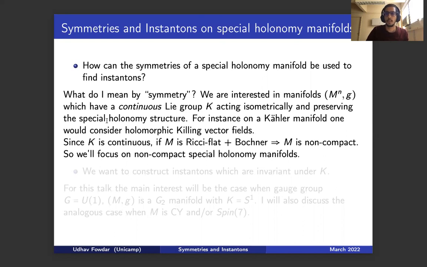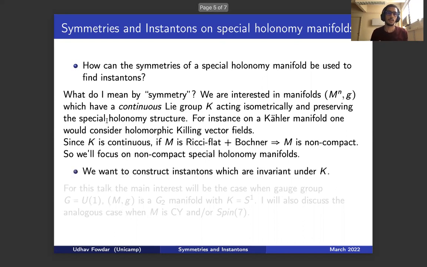Because of this assumption that the group K is a continuous Lie group, if our manifold is Ricci-flat, for instance a hyperkähler, Calabi-Yau, G2 or Spin(7) manifold, then a theorem of Wagner tells us that M has to be non-compact. So really, this talk is about non-compact special holonomy manifolds.